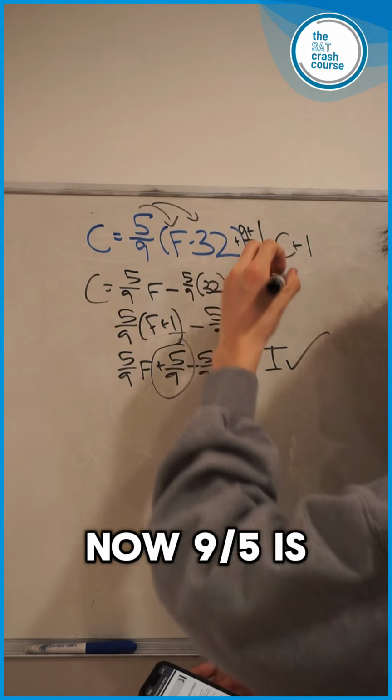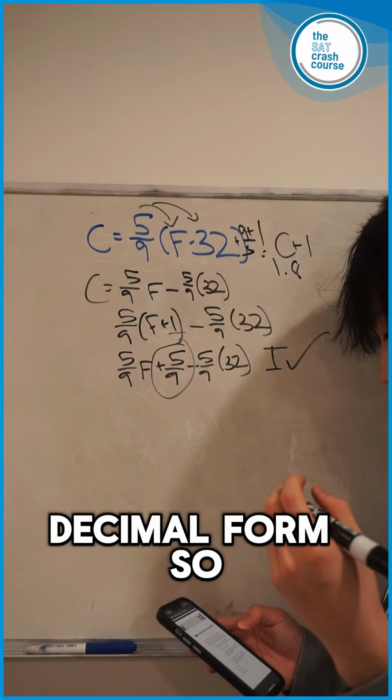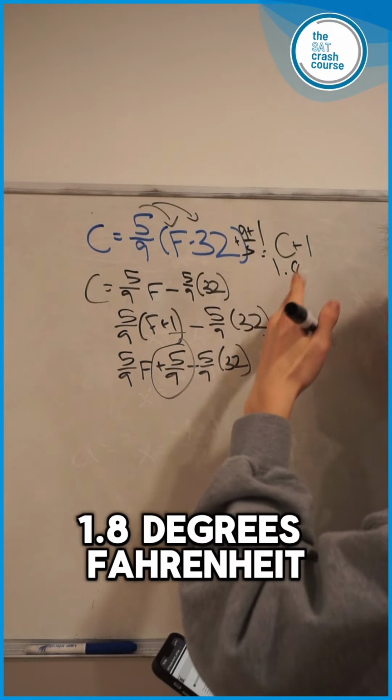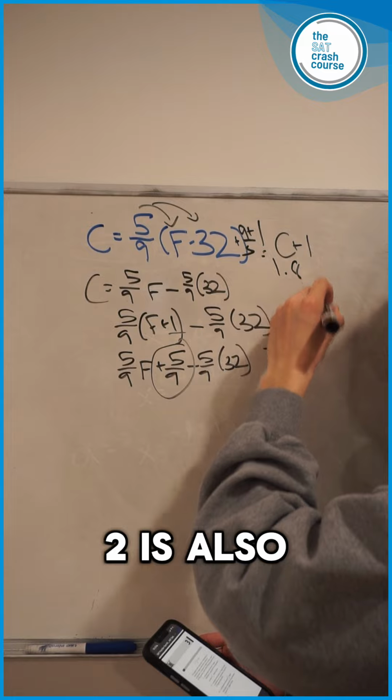Now, 9/5 is actually equal to 1.8 if we turn it into its decimal form. So that means that when we increase it by 1 degree Celsius, we also get an increase of 1.8 degrees Fahrenheit. So prompt number 2 is also correct.